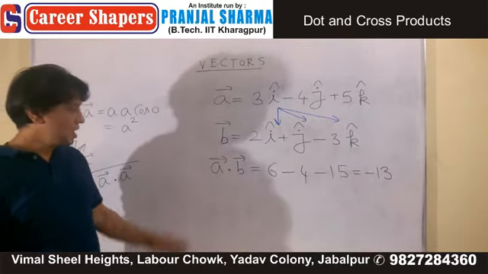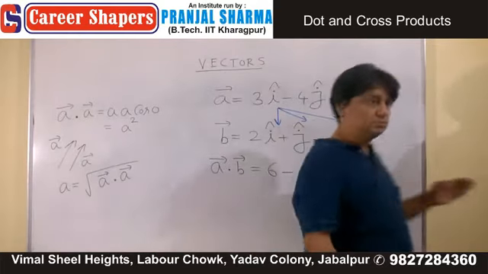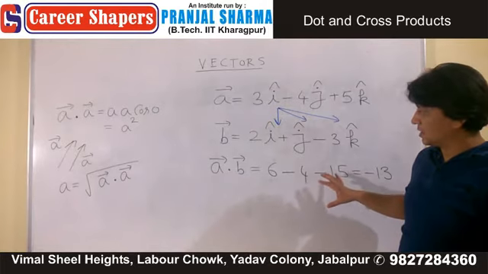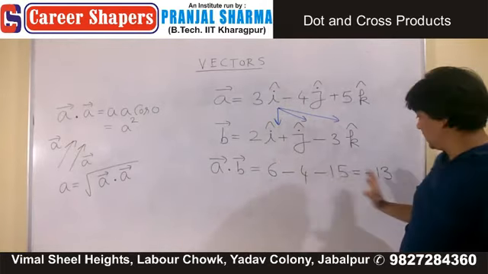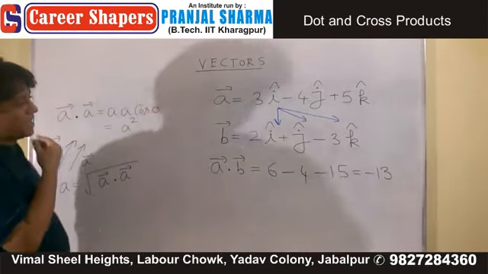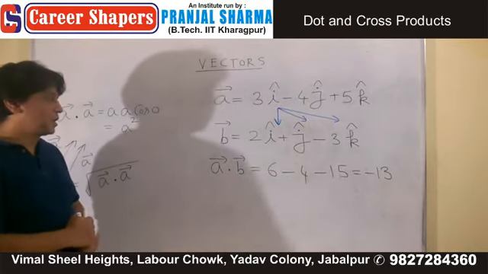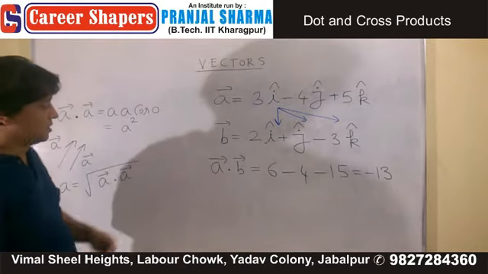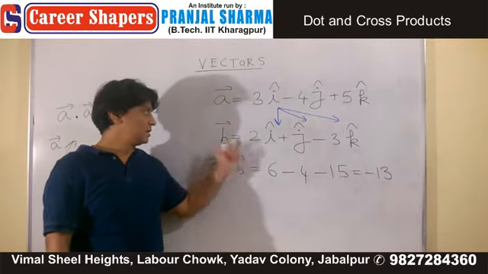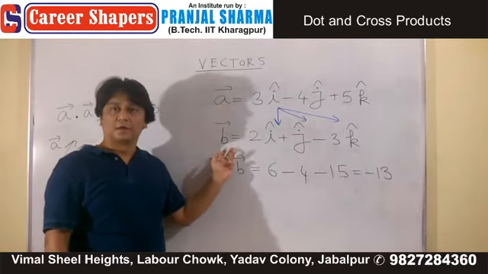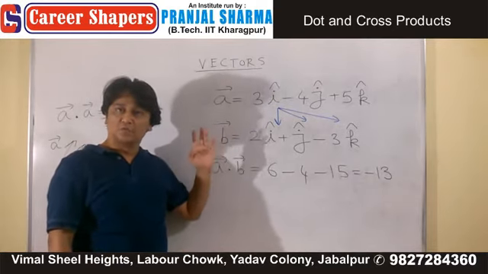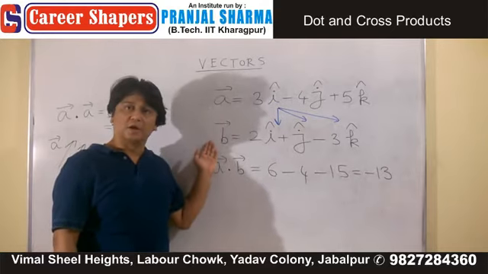Now, once you do this, A dot B, you get that A dot B is coming minus of 13. Let me see if you can give me the angle between vector A and vector B. I'll give you 1 minute's time for this. Same question, and we need to find the angle between A and B.